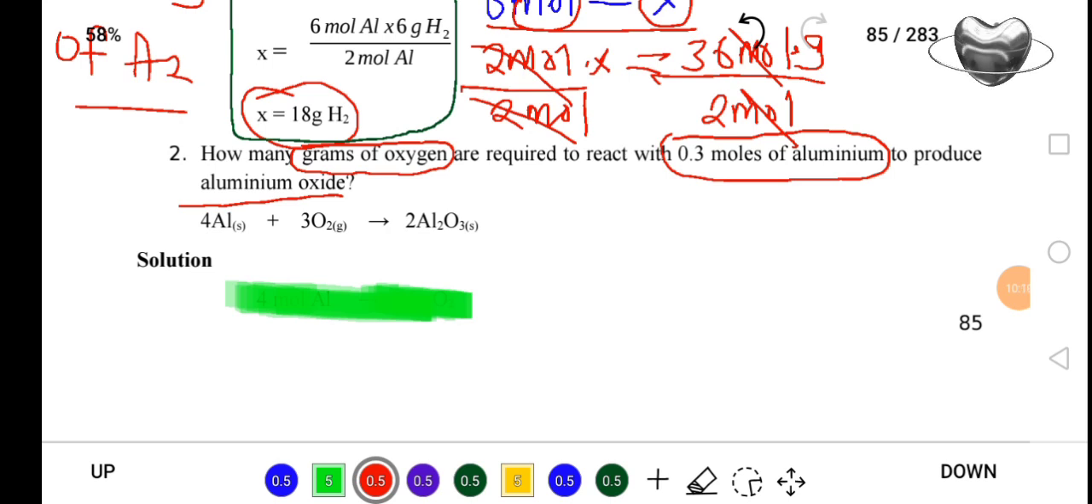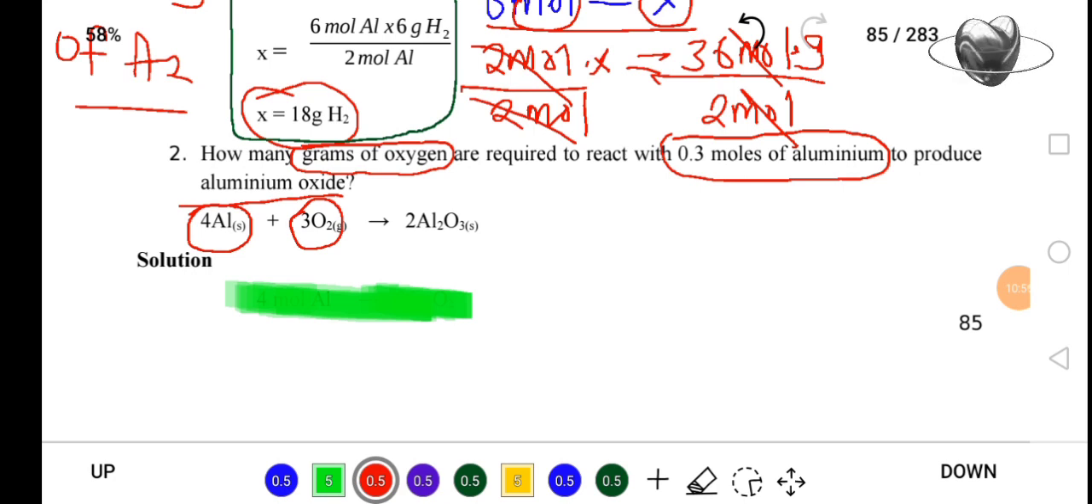So we are not interested in the product. We are just trying to calculate the amount in grams of oxygen. So we are going to underline where we have oxygen. That is going to be required if and only if we use 0.3 moles of aluminium. Now, from the equation, we understand that for us to form 2 moles of aluminium oxide, we need to react 4 moles of aluminium with 3 moles of oxygen.